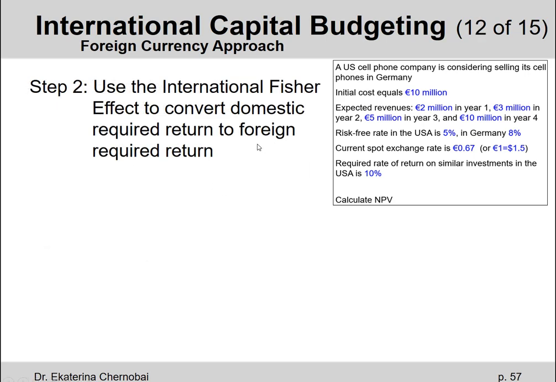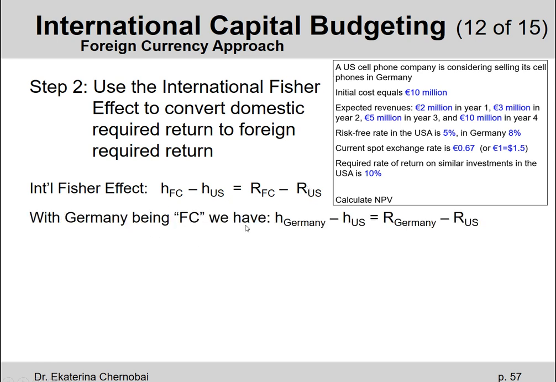Step number 2, we want to figure out the right discount rate to discount the cash flows in euros. For that, we use the International Fisher effect. So the International Fisher effect says the difference in the inflation rates, foreign minus domestic, equals the difference in the risk-free rates, foreign minus domestic. With Germany being our foreign country, we have H Germany minus H US equals R Germany minus R US.